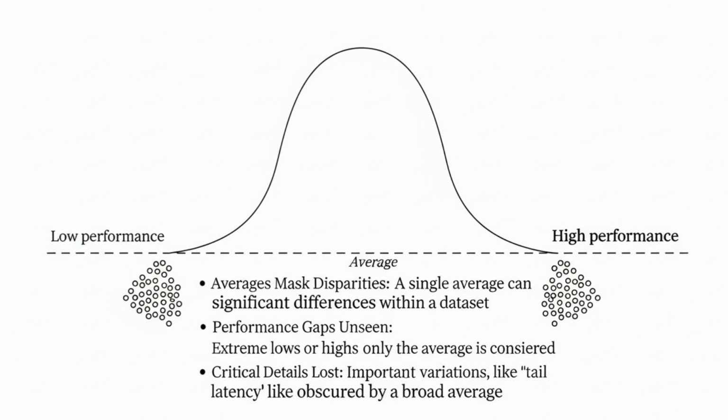This is where percentiles become your best friend. They paint a much more honest picture of user experience. P50, or median latency, tells you that 50% of your requests are faster than this value. It's the typical experience, a good baseline. P90 latency means 90% of your requests are faster. This gives you a sense of how the majority of your users are doing.